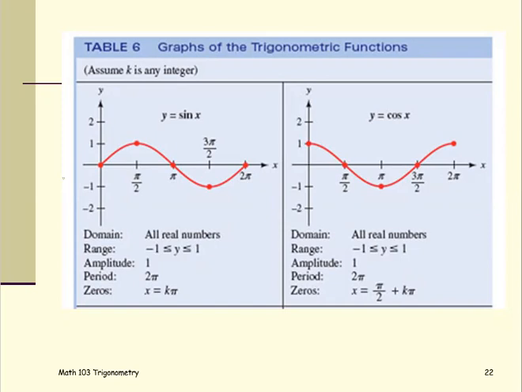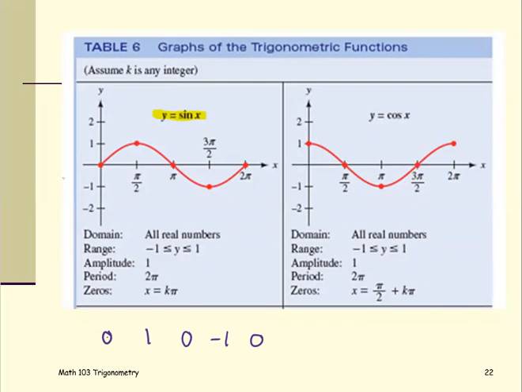Here are the summaries of the graphs of the trigonometric functions. For the graph of y equals sine x, the 5 key points would be 0, 1, 0, -1, and 0 at 5 different points from 0 to 2 pi, or in one cycle.